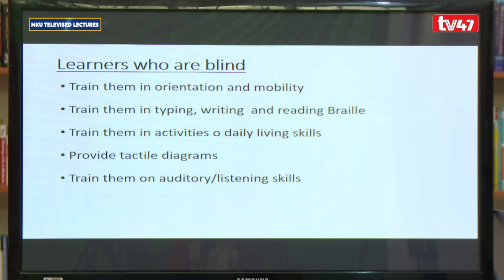Train them in typing, writing, and reading Braille. Braille is very important for them because they are not able to see, but they also need to know how to use the machine. Number one, provide the Braille machine. Let them know how to use it, how to type it, how to read Braille, and how to even write the same Braille. Train them in activities on daily living skills. How do they manage their lives so that they are not so dependent and they are able to do things for themselves.